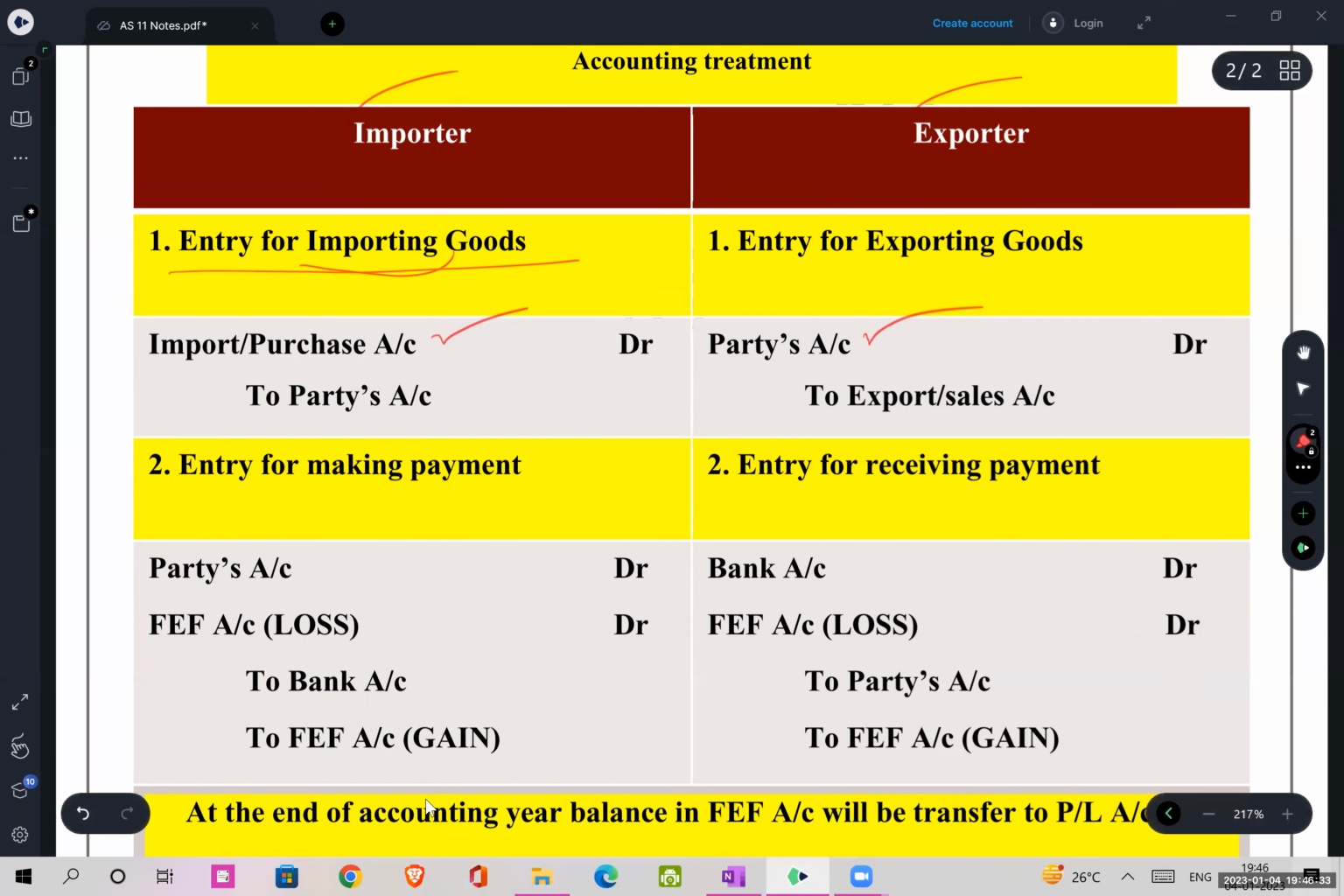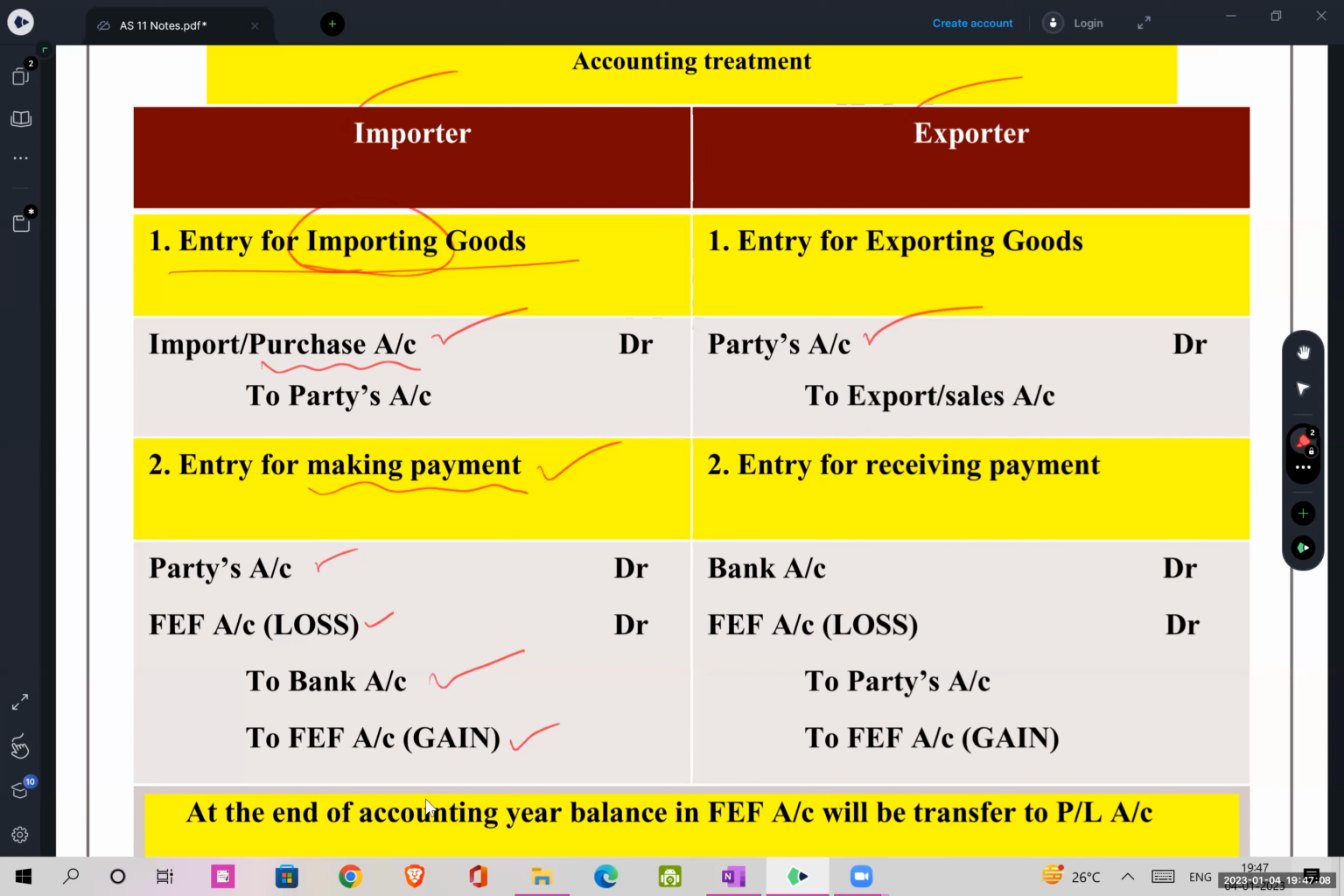Then when I am importing goods, meaning I am buying goods, I will be making payment. So my journal entry will be party's account debit, cash bank credit, because cash is going out. And if there is any loss, I will record the loss in the FEF account, and if there is any profit, I will record the profit in the FEF account. I just told you a few minutes back that the FEF account is opened only to record losses or gains at the time of exchange of the currency.